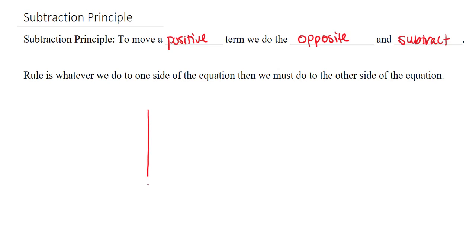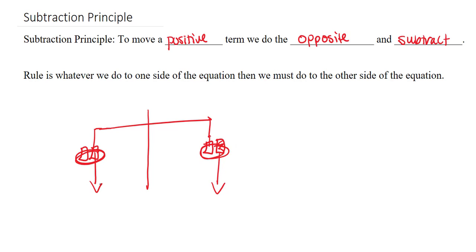Say we have our old scale, and we can add weights to it. What happens if we take one away on one side? In order for this to stay balanced, we have to remove one on the other side. This one right here would go away, and this one right here would have to go away too, so it would stay balanced. So let's look at some examples.